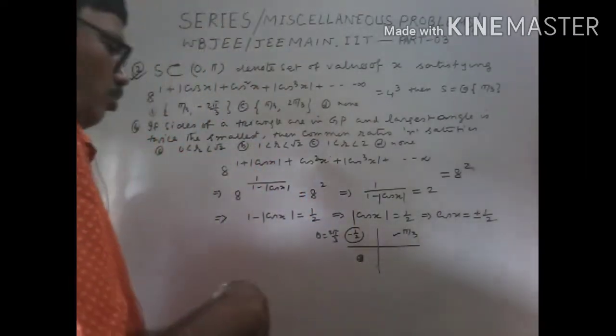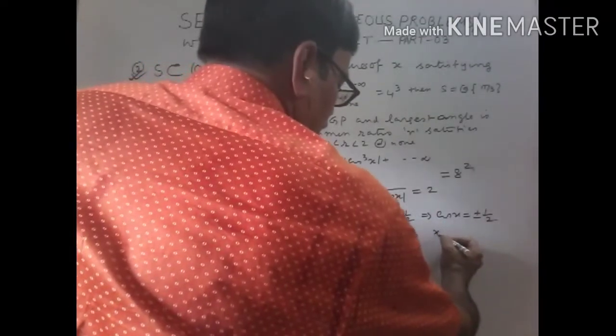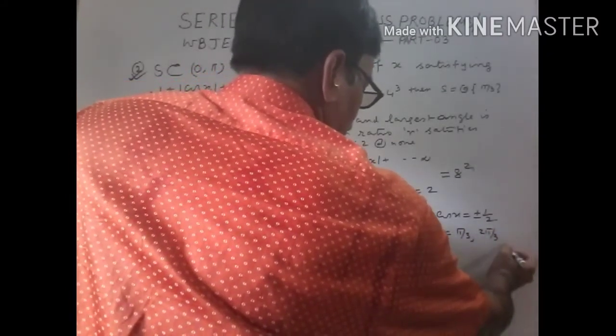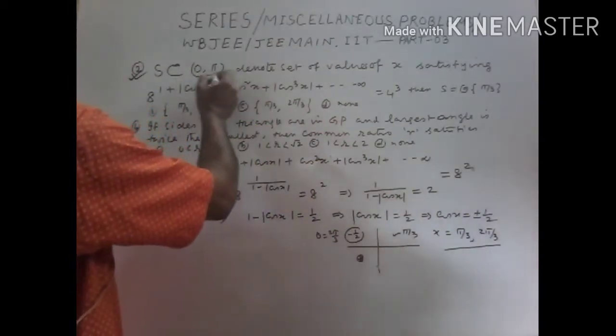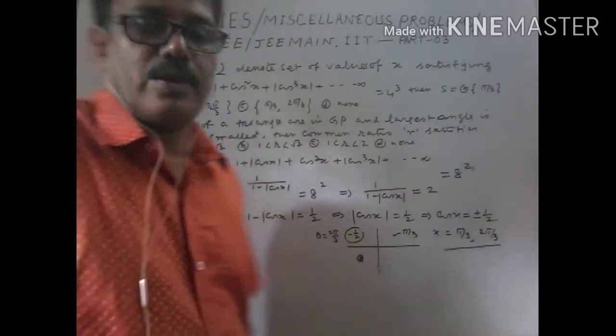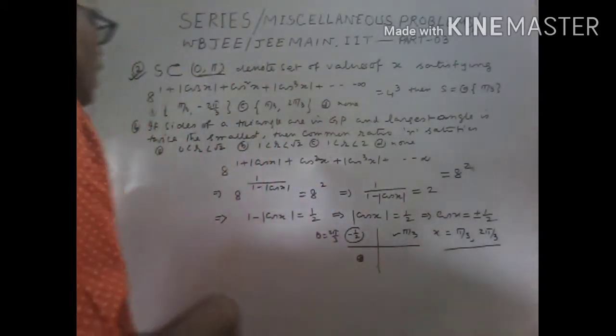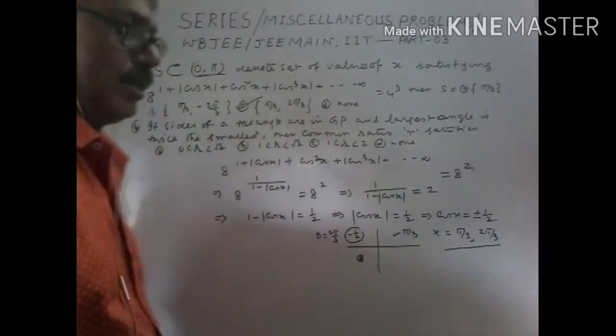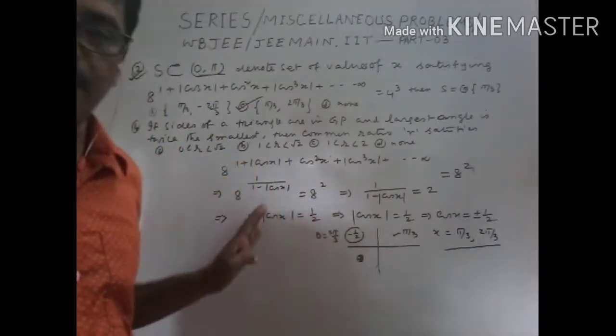So what are the solutions? The solution is x equals pi by 3 and 2 pi by 3 within this range 0 to pi. So S is pi by 3 and 2 pi by 3. So very simple problem.